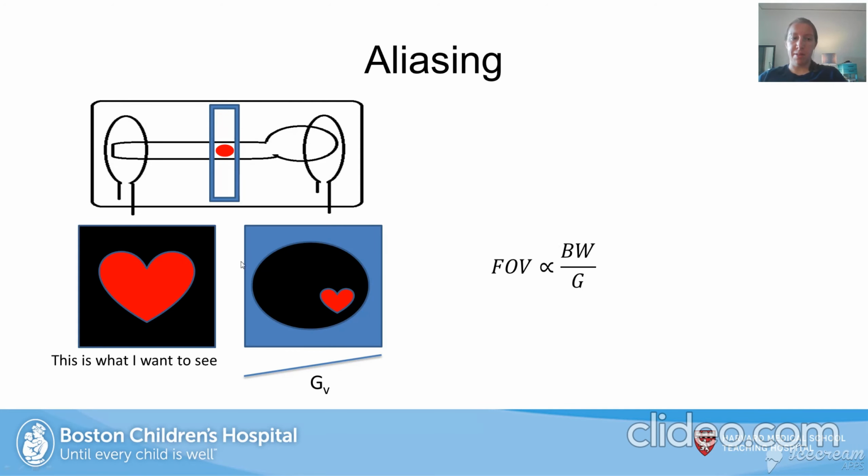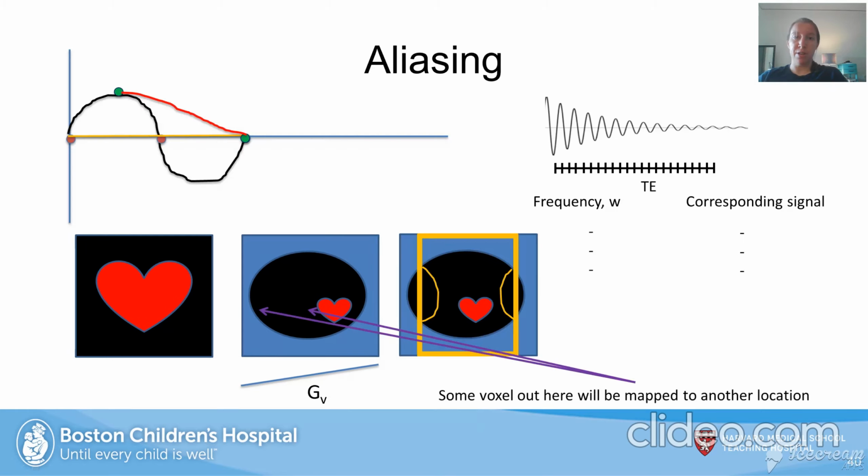So, if you're trying to image the heart and you just want to see the heart, I guess naturally what you would think is, well, why don't we just zero in on the heart region here? The field of view depends on the bandwidth and the gradient that's used. So, if you want to clip it here, you can do that, but there's a consequence to doing that because of how you sample your image.